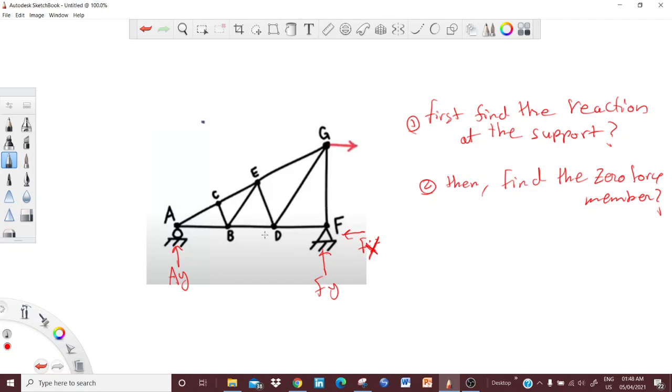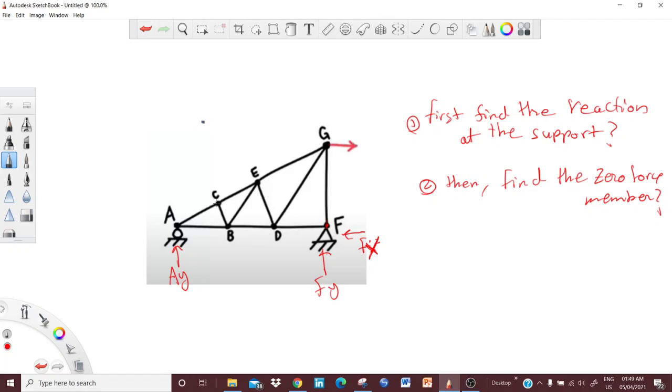That's why we first find the reactions at the supports. For this part, we can't find the reaction because there is no support or external load, and the length is not given, so we need to find the zero force members. Here we can't, because at this joint the force is along this member, but we have two forces. It should be only one force, so we can't say this is a zero force member.